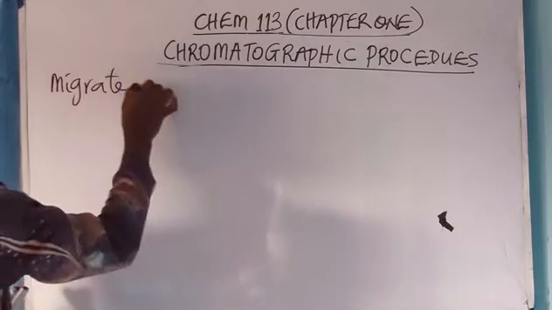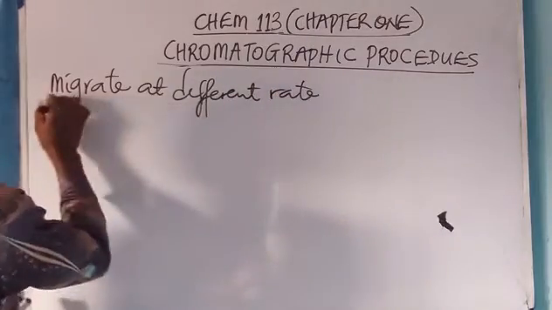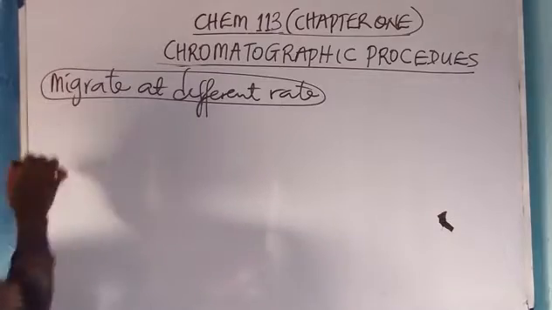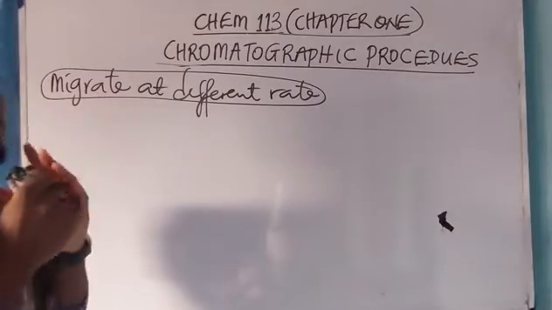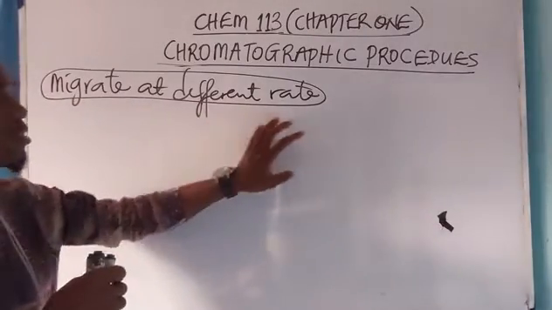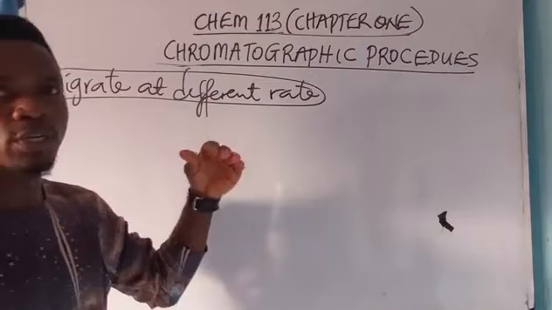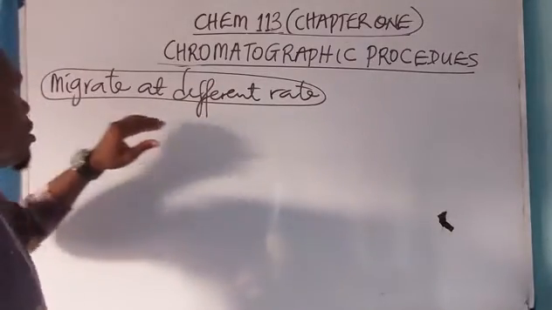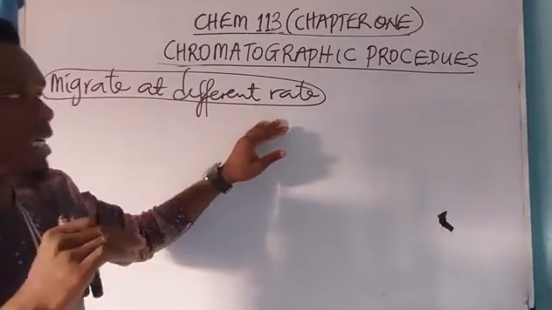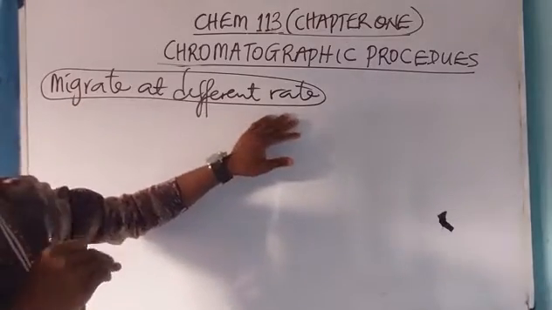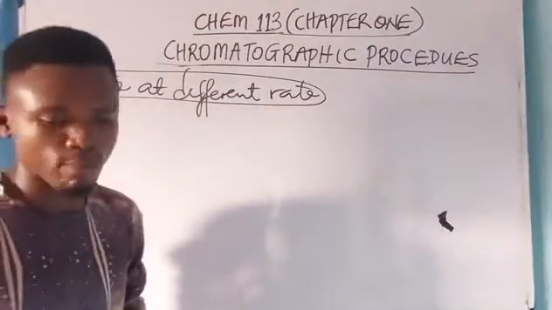They must migrate at different rates. This is a criterion for separating components in the column, which means that the components in the column must have the ability to migrate at different rates. Please take note of that. The higher the polarity of a component, the more slowly it moves, which means that the lower the polarity, the higher the rate at which it will migrate. So that is how it is. This is a criterion for separating substances in chromatography.